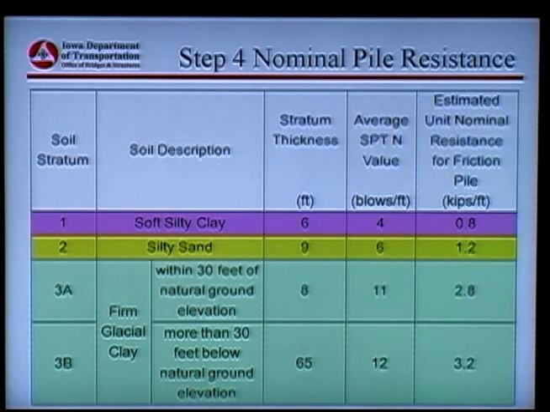Now, it's 6 feet, which means it's 6 foot below the bottom of footer. Here it is right here, was that soft silty clay. We had an average blow count of 4 and 0.8. So you'll notice in the equation there, it says to take the 0.8 times the thickness, which is 6, and that's going to give us 4.8.